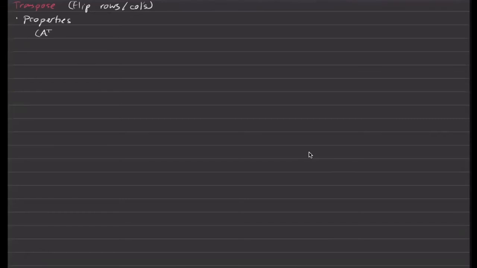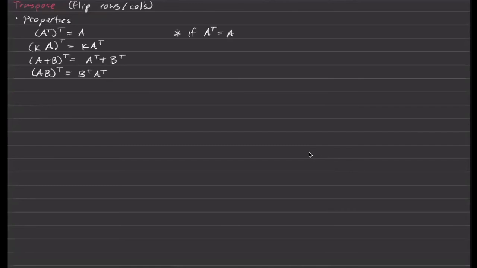So I can say A transpose transposed is just A. If I take some constant and multiply the matrix by that, and I want to take the transpose of that, I can just bring the constant outside. It's just K times A transpose. If I'm adding two matrices, A plus B, and I want to take the transpose of this quantity, this is just equal to A transpose plus B transpose. And if I multiply two matrices, A times B, and I want to take their transpose, this is B transpose times A transpose in that order. Another quick note, if A transpose is equal to A, we can say that the matrix is symmetric.